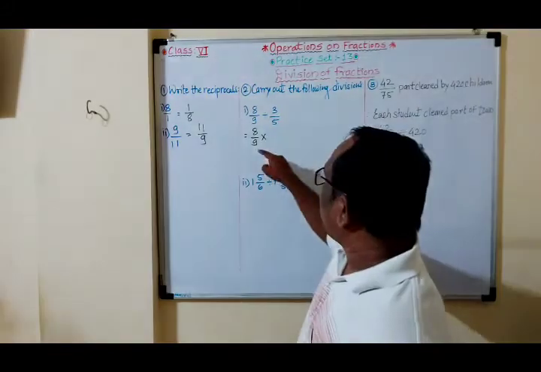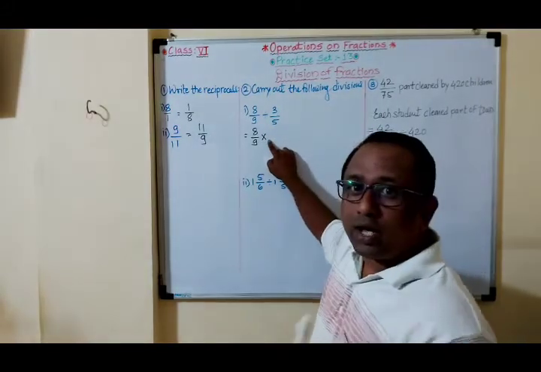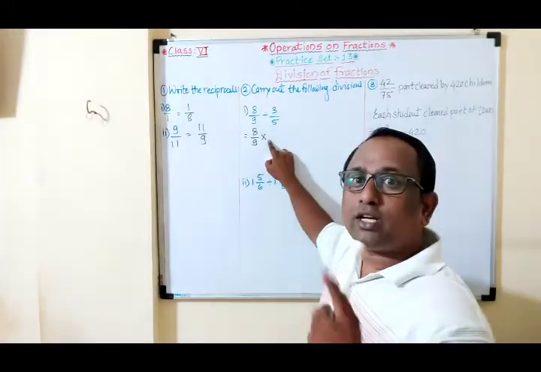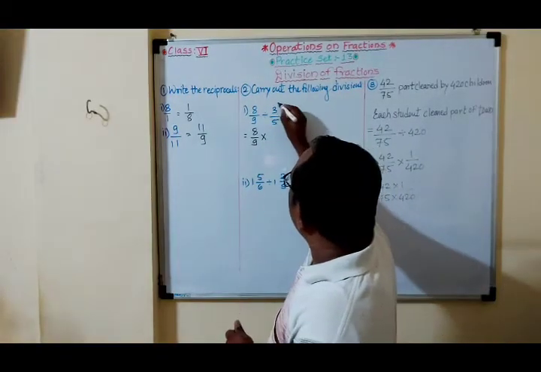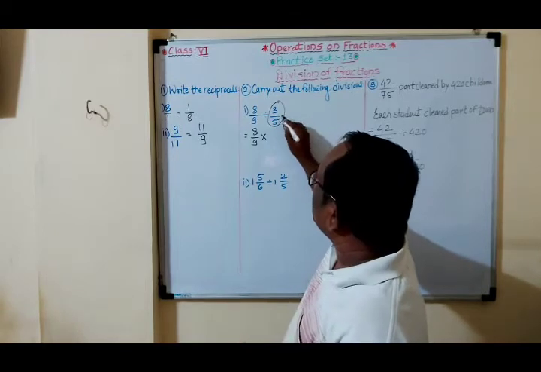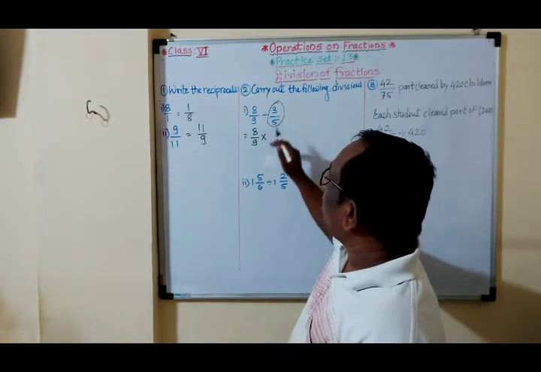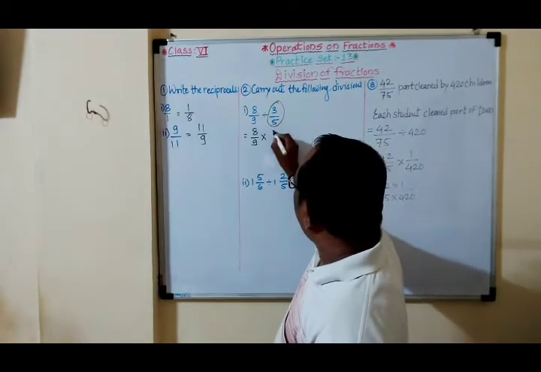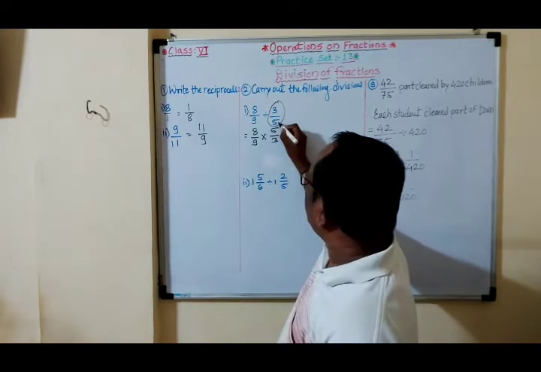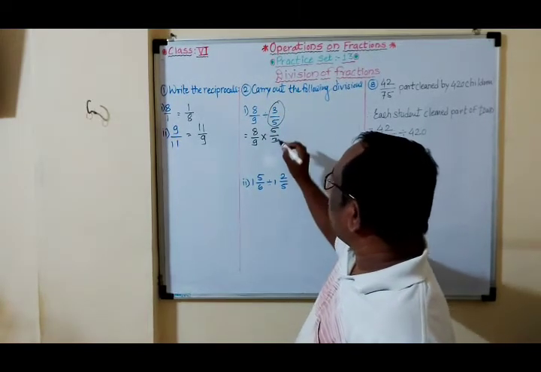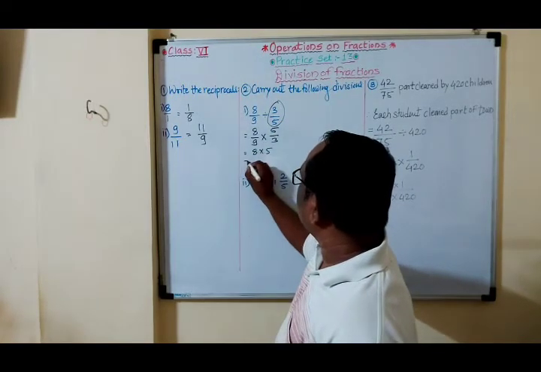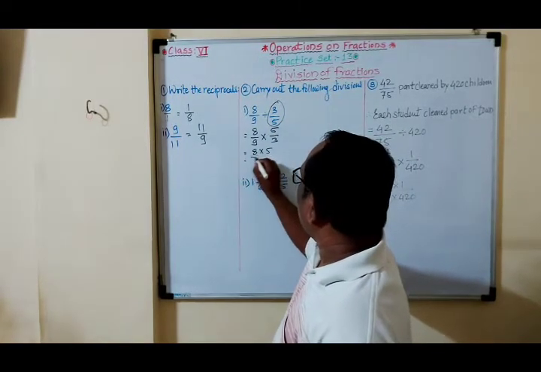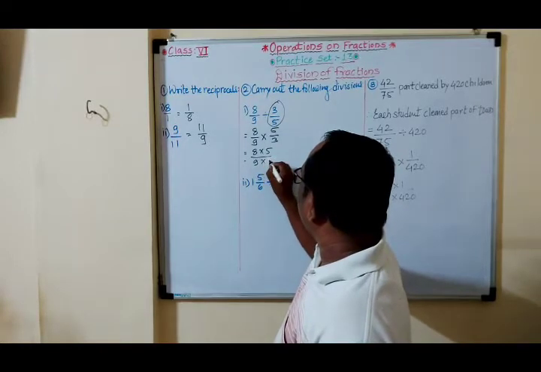Look here, 8 upon 9 multiplied, because we are now writing the multiplicative inverse or reciprocal. That's why we have to give the multiplication sign. And this second fraction, we have to change to its reciprocal or multiplicative inverse. So 5 upon 3. The denominator becomes the numerator, the numerator becomes the denominator. And simply, 8 multiplied by 5 upon 9 multiplied by 3.